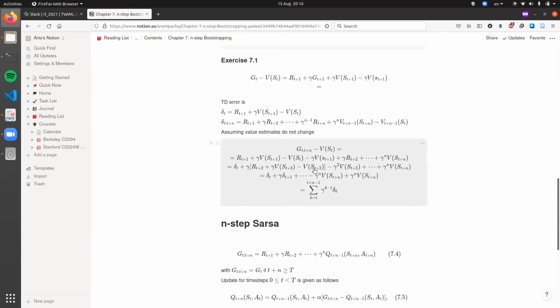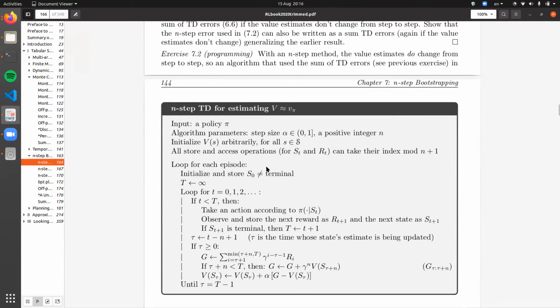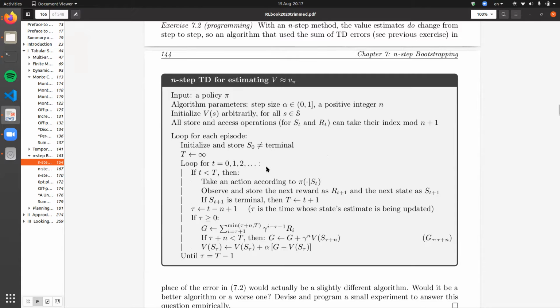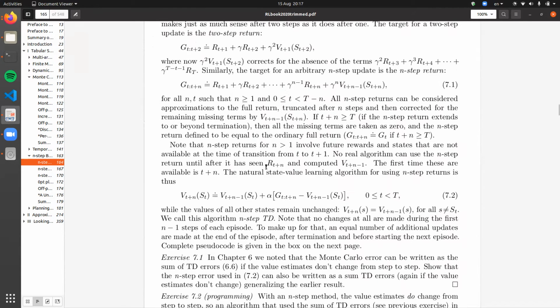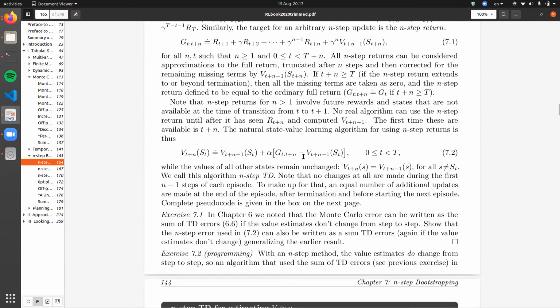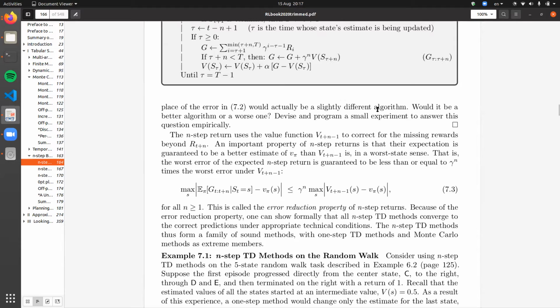Okay, so let's go back to the book. With n-step methods, the next exercise says the value estimates do change from step to step. So an algorithm that uses the sum of TD errors in place of the error defined in 7.2, so this one, will be slightly different. And would it be better or worse?